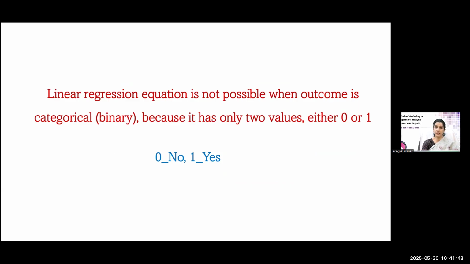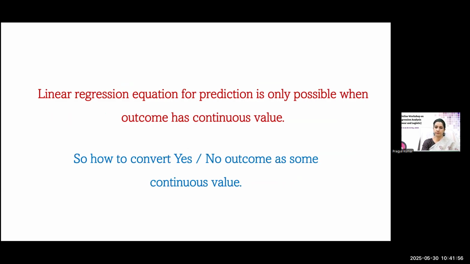So how can logistic regression overcome this problem? If our dependent variable is categorical, how can we overcome this problem? A linear equation is only possible when the outcome is a continuous variable. So how do we convert this yes and no, 0 and 1, to some continuous variable? Yes, all of you please write in the chat box. Are there any ways that you can convert that into a continuous variable?